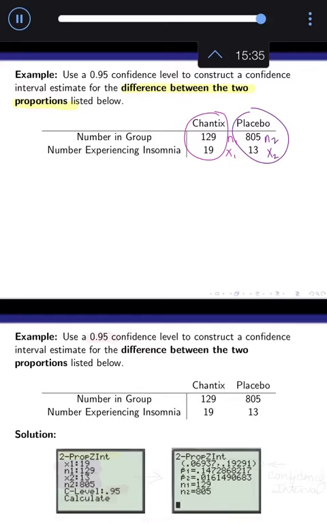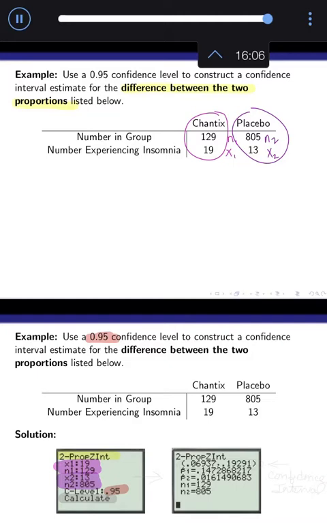Then we can just run our 2-prop z int. And we have our x1, n1 here. And we also have our x2, n2. And they gave us our confidence level, which according to this problem was 0.95. And you press calculate at the end, and let's see what you actually end up with.